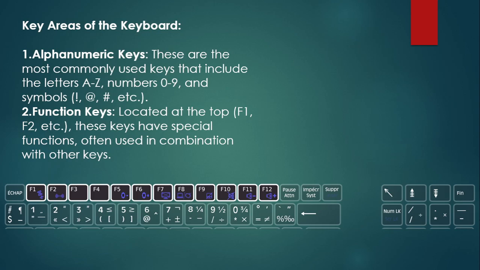Key areas of the keyboard. Alphanumeric keys. These are the most commonly used keys that include the letters A to Z, numbers 0 to 9, and symbols. Function keys, located at the top, F1 to F12. These keys have special functions, often used in combination with other keys.